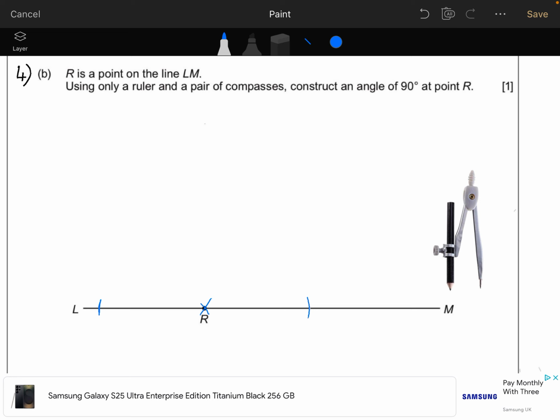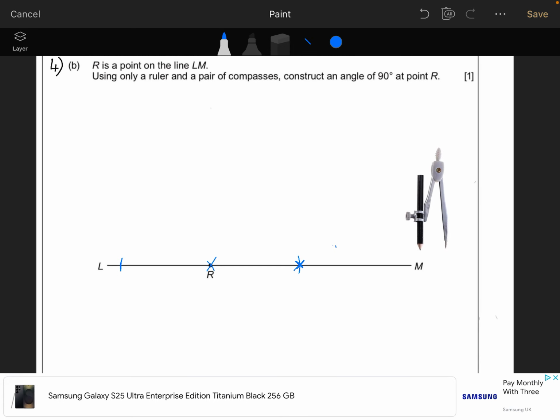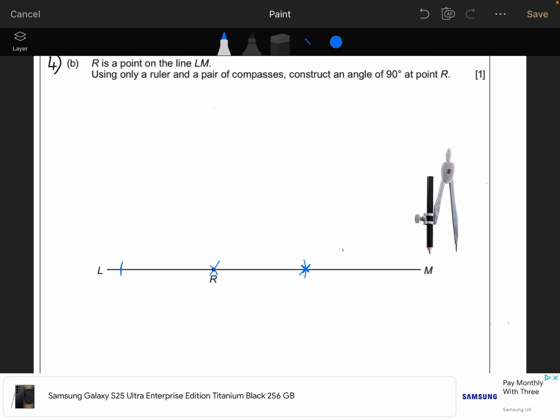Now I'm going to get my compass again. I'm going to mark on the right hand side where I've just put that mark. I'm putting another X now. I'm going to put my compass here and stretch it a little bit beyond R. Let me just zoom in a little bit. I want to draw a curve in something like this.